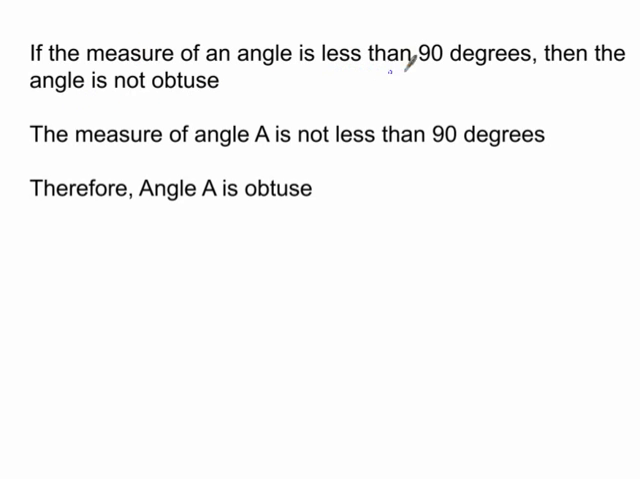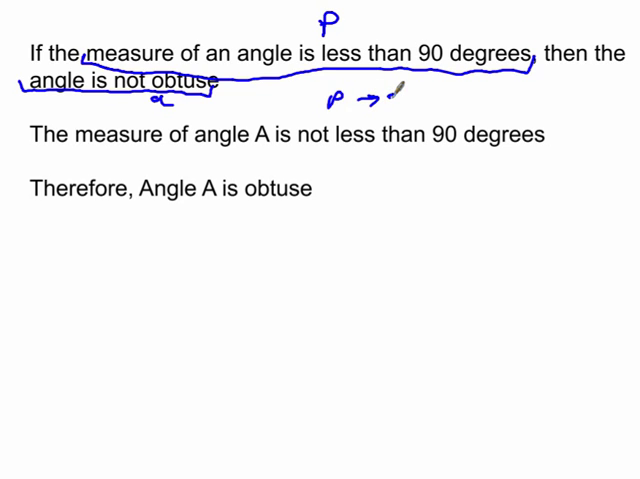It says if the measure of an angle is less than 90 degrees, then the angle is not obtuse. The measure of an angle is less than 90 degrees, that's our P. Angle is not obtuse, that's our Q. So this first statement is P implies Q. Here we have the measure of angle A is not less than 90 degrees, that's not P. Therefore, angle A is obtuse. Well, then I've got not Q. P implies Q.